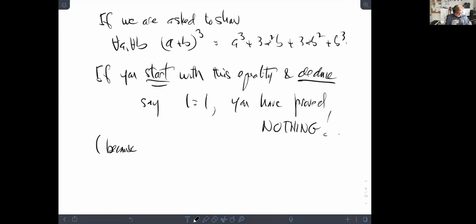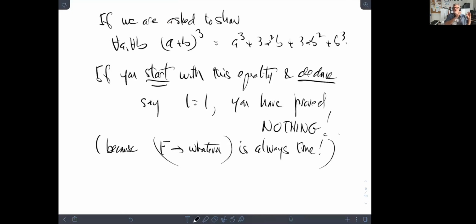Because false implies whatever is always true. So if I use 0 equals 1, I'll be able to prove whatever I want. It might take a long time, but I can prove whatever I want. Give me any statement, and from 0 equals 1, I can deduce your statement doing correct reasoning in mathematics all the way. So if you start with what you're trying to prove and deduce something true, that's a bad strategy, because you could have started with something false and done the same thing. It's the other way around.